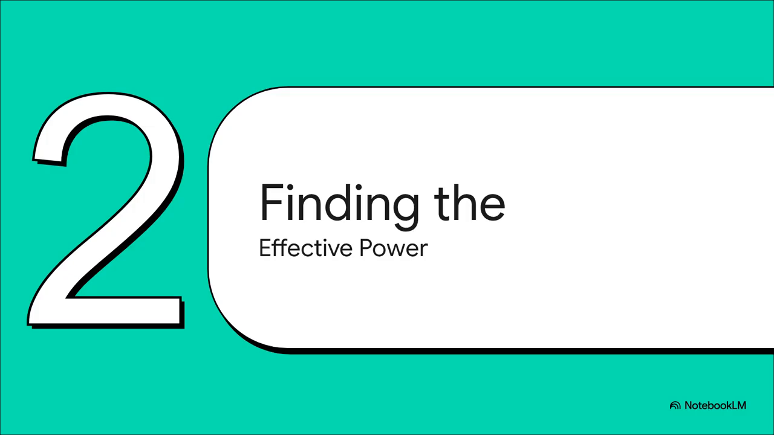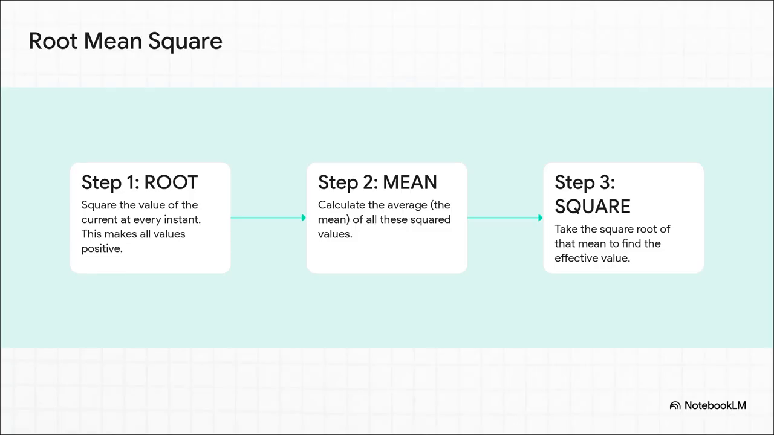So if a simple average is out, how do we find a value that's actually meaningful? Well, the answer is this really clever mathematical trick that lets us find the true, effective power of that constantly changing wave. This whole process is called the root mean square, or RMS. And funnily enough, you actually do the steps in the reverse order of the name. First, you take all the values and you square them. Poof, all the negative numbers are now positive, so our cancellation problem is gone. Then you find the mean, the average of all those new squared values. And finally, you take the square root of that mean to get back to a sensible number.